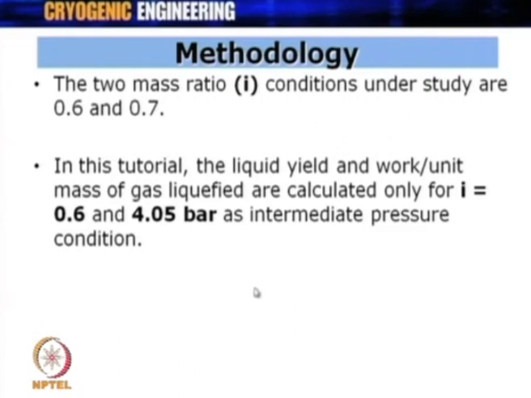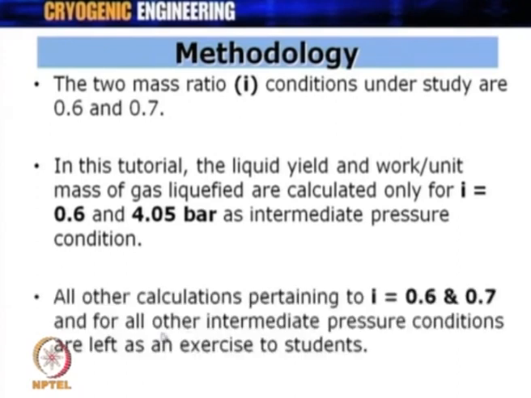So, we have done all this calculation ourselves, and what we want you to do is to check your calculations so that you also get those values, saying that your calculations are correct. It is basically an exercise for you. All other calculations pertaining to values of I equal to 0.6 and 0.7 and for all other intermediate pressure conditions are left for you as an exercise to the students, all right. Okay, so, let us go for I equal to 0.6 and P2 or Pi equal to 4 atmosphere.